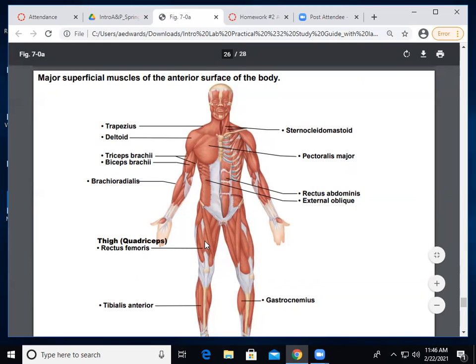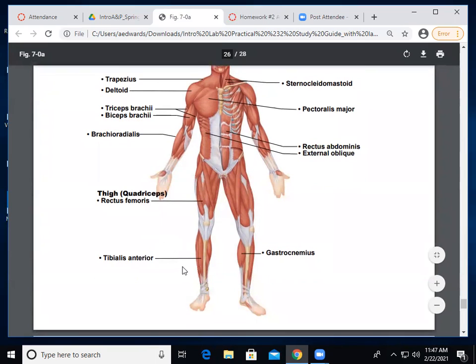Now on the quadriceps, this is the thigh region. This muscle here in the quadriceps region is the rectus femoris. It helps you extend. If it contracts, you're going to extend your knee joint.